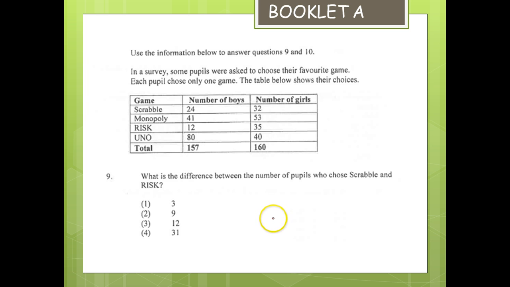Question 9. What is the difference between the number of pupils who choose Scrabble and Risk? So I know the number of pupils who choose Scrabble is 24 boys and 32 girls. So a total of 56. And Risk is 12 boys and 35 girls, a total of 47. So I take 56 minus 47, and my answer is 9.